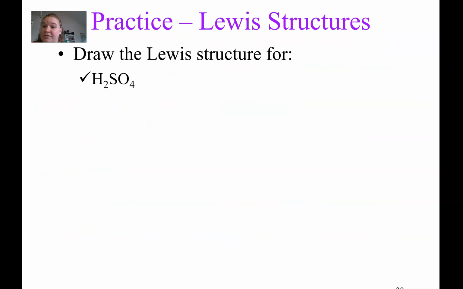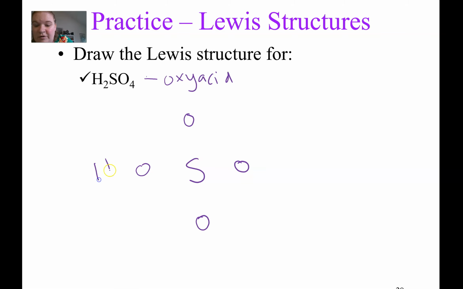All right, we're going to do the same thing, just new molecule. So step number one is our skeleton. We have H2SO4. This is an oxyacid. So I'm going to put my sulfur in the middle. It's the most metallic. I'm going to put my 4 oxygens around it. This gives it some symmetry. And then I'm going to put my hydrogens next to those oxygens because that was one of our rules with making our skeleton.